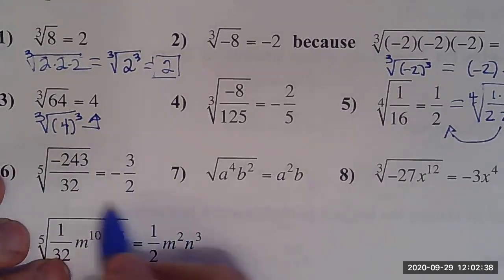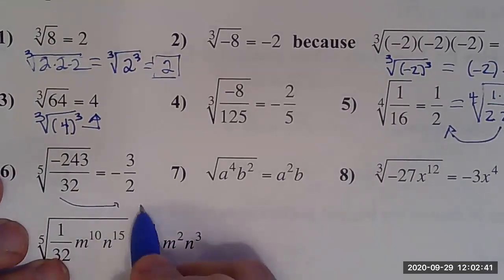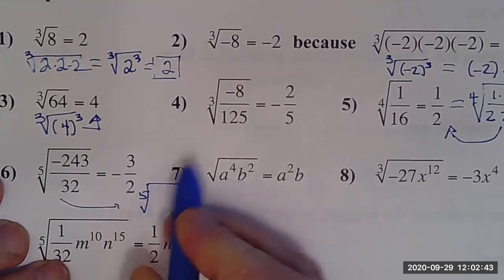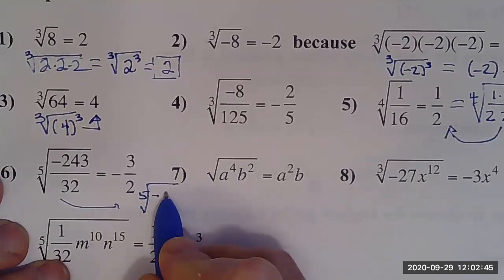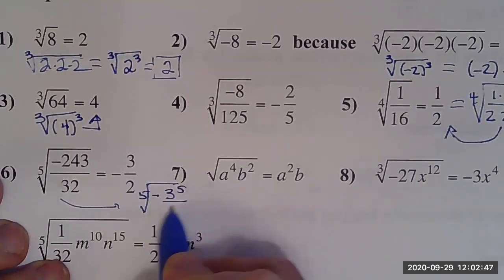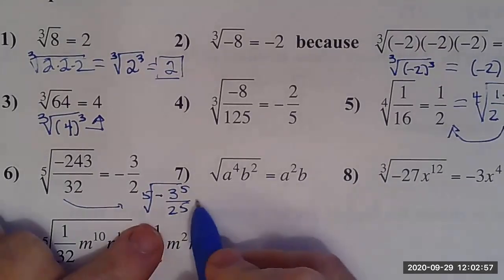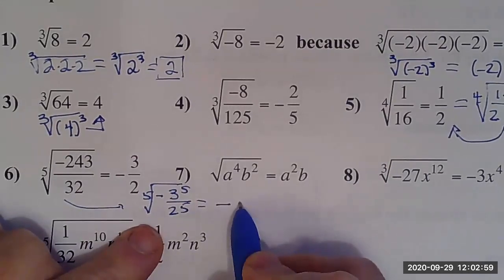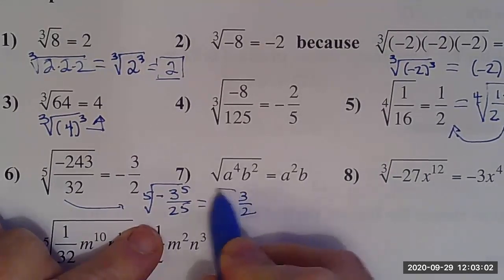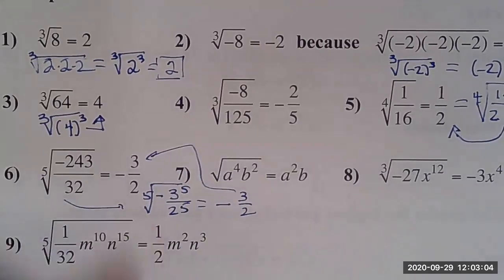So if you did that, you'd have the 5th root, and that would be the negative, but then you'd have 3 to the 5th over 2 to the 5th. The 5th powers and the index being 5 cancel each other, and so here you have a negative with a 3 over 2, which is exactly what you have right there.